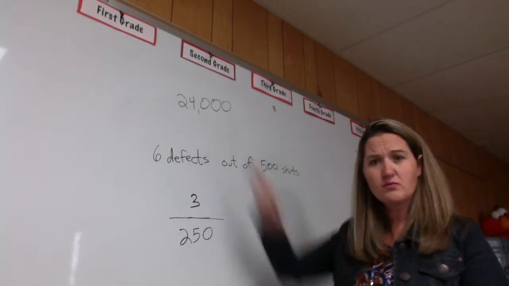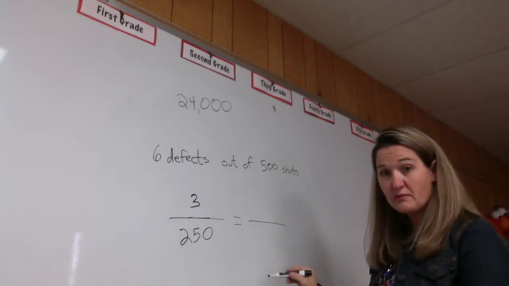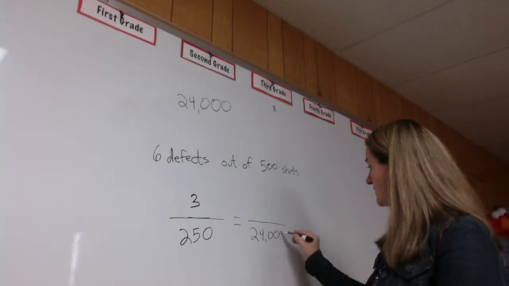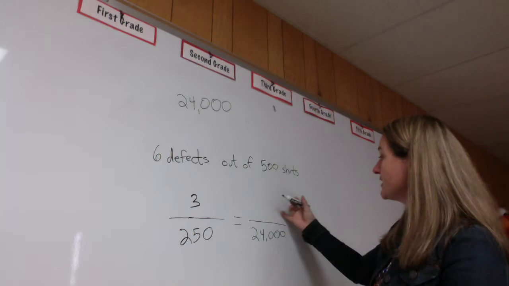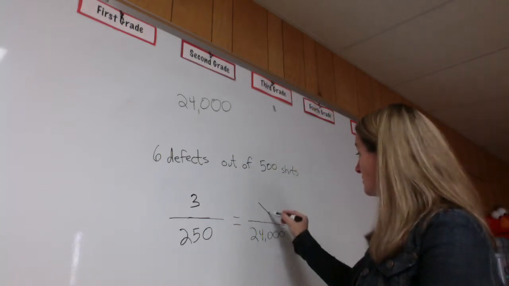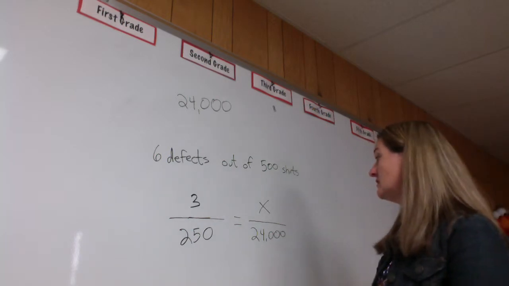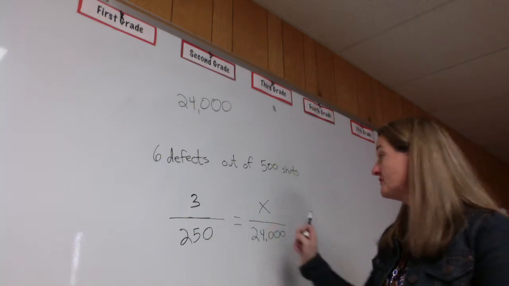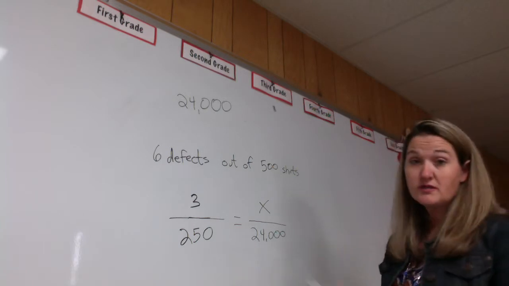Remember, we set up our proportions. Our overall population is on the bottom, because this is how many out of 250, and we want to figure out how many out of 24,000 are going to have that same defect. So we put our variable there. I'm reasonably sure 250 does not go evenly into 24,000, so we're going to go ahead and do cross products.